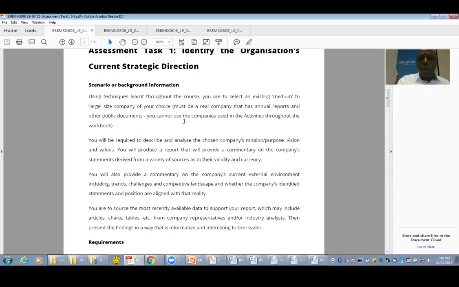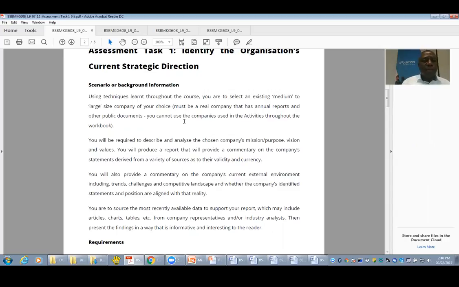Choose a company of your choice. It must be an international company, or you can choose an Australian company, but it has to have annual reports and public documents that you can view and find on the internet. Do not choose companies whose records you cannot access.